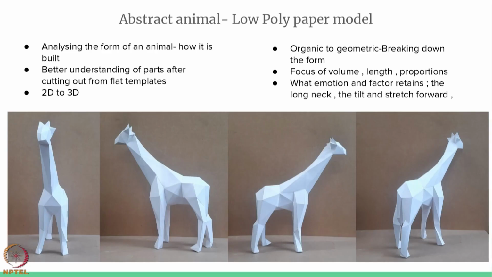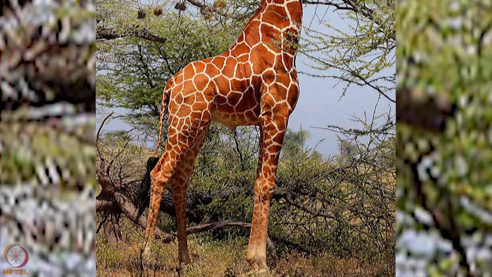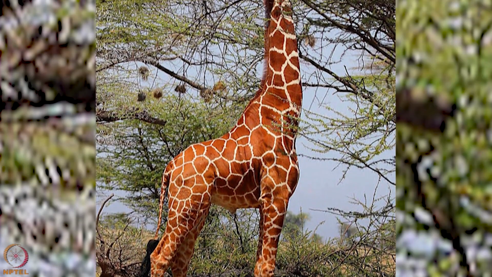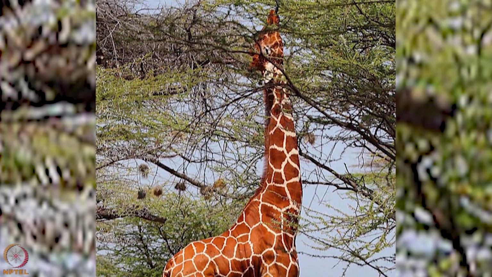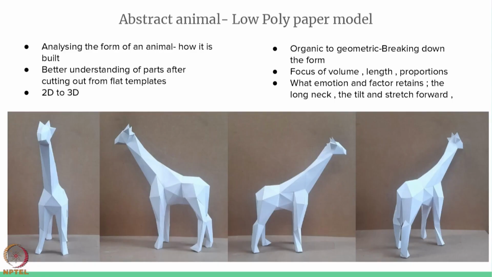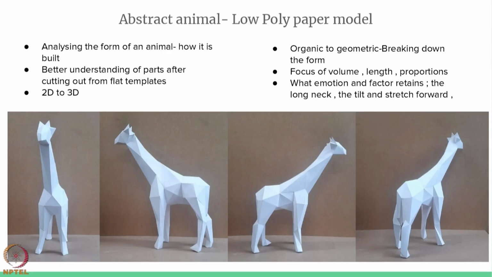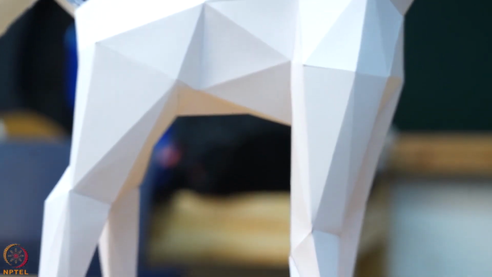The next assignment was the abstraction of an animal. We started by making a low poly model of the animal from paper. I chose a giraffe, and I had to analyze its form. A giraffe is basically tall, tawny, with long legs and a long neck. I had to focus on what element of the giraffe I wanted to capture. By doing this assignment, I got a better understanding of how a form converts from 2D to 3D. We took templates and folded them into a 3D form, and saw how the organic structure and curves of the giraffe were converted into geometric parts.